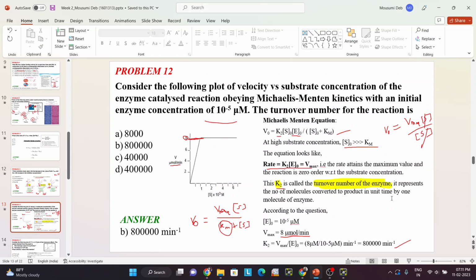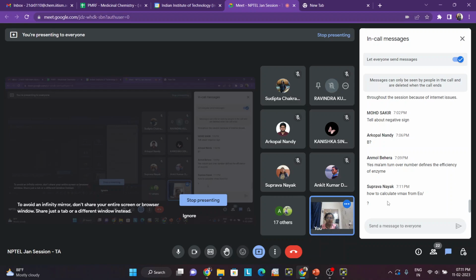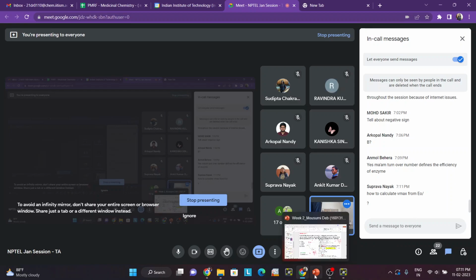Okay, did you guys understand this problem or not? Please respond in the chat box if you have any problem understanding this math, because it's a very important topic. Okay, so how to calculate Vmax from E0?